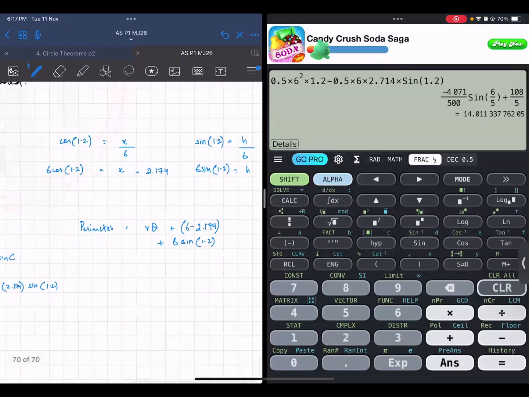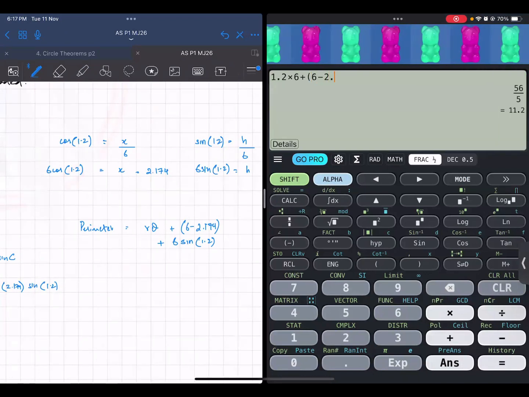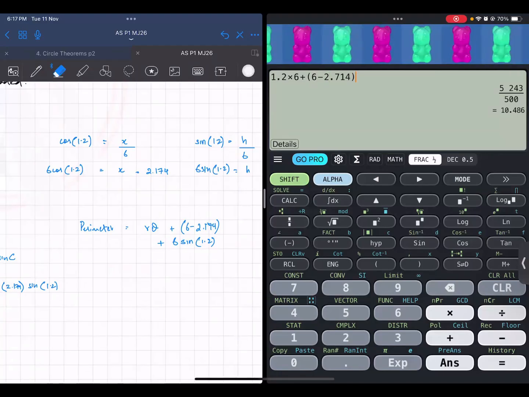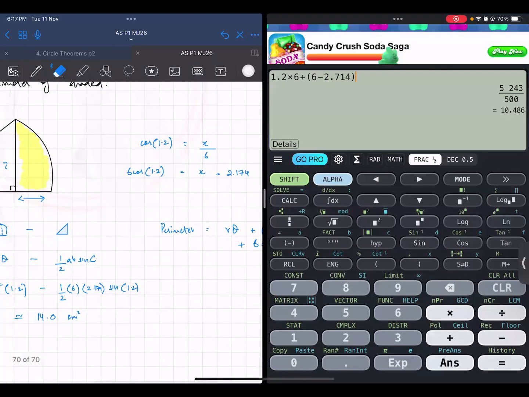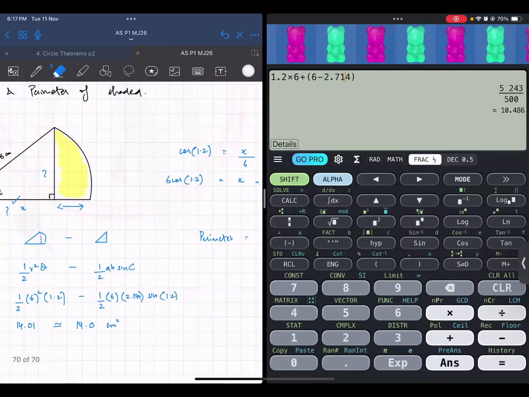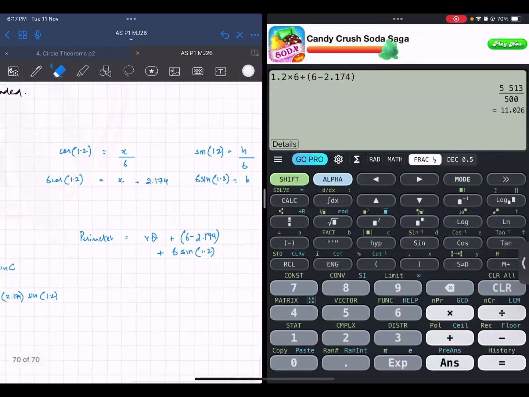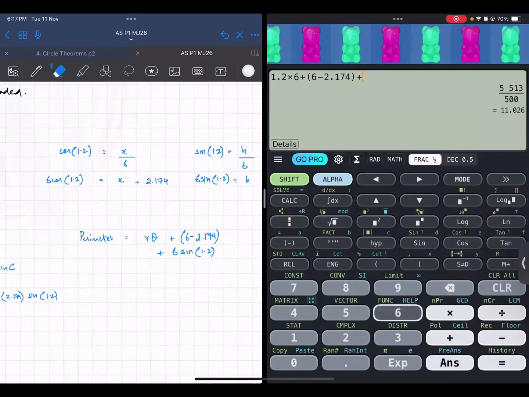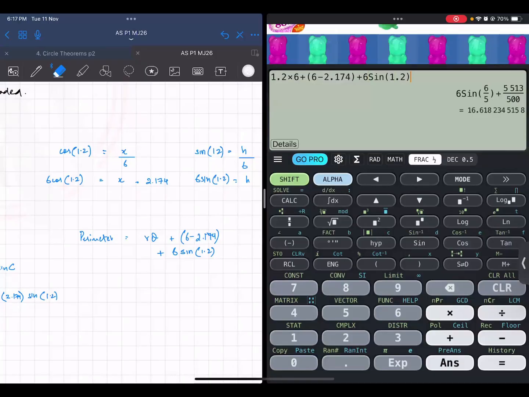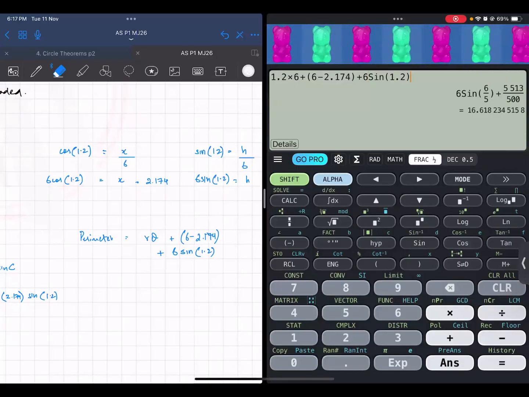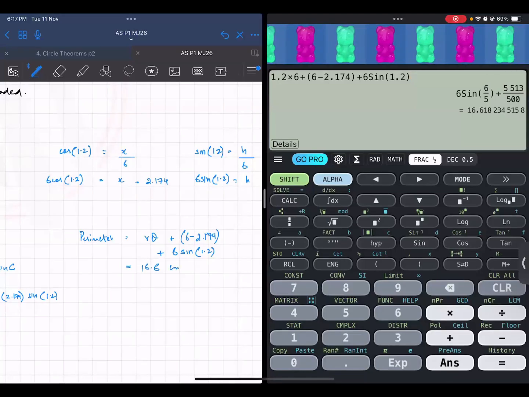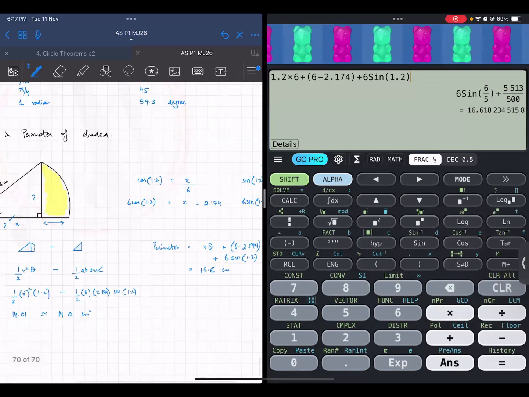1.2 times 6 plus 6 minus 2.174. I think I have used 2.714 on the previous one. Let's check. Plus 6 sine 1.2. So you have this perimeter, the sum of the three sides, 16.6. This is your final answer.